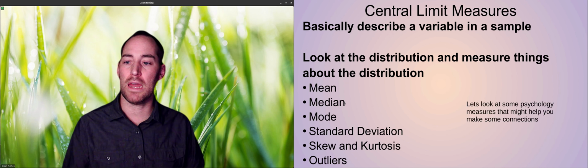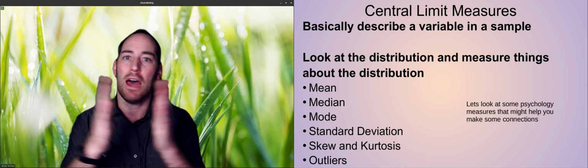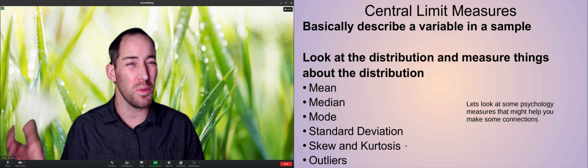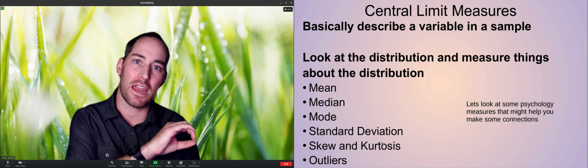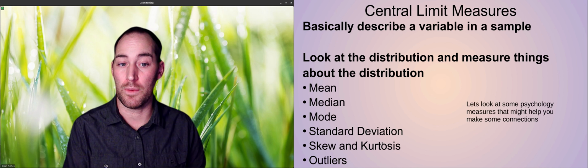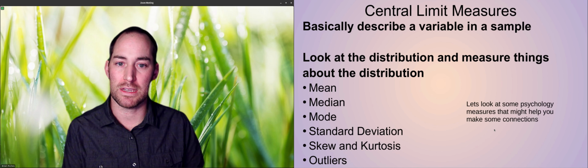So again, mean, average; median, middle number; mode, most common number; standard deviation, how spread around the mean is it? Skew and kurtosis, is it about normally distributed? And then outliers, is there anyone pulling the data one way or another? And then is that real data or is it not real data? So let's look at some psych measures and take a look at these things.